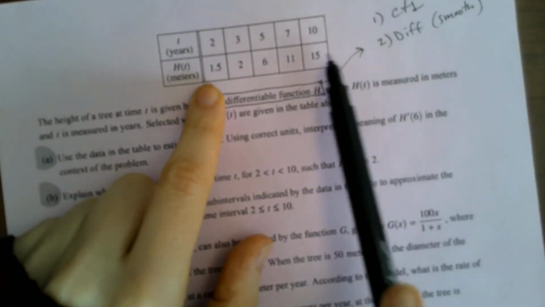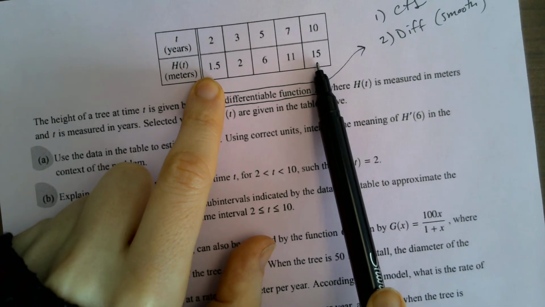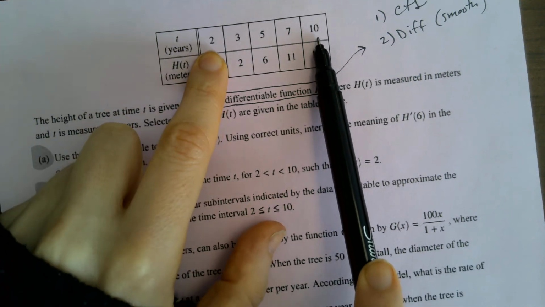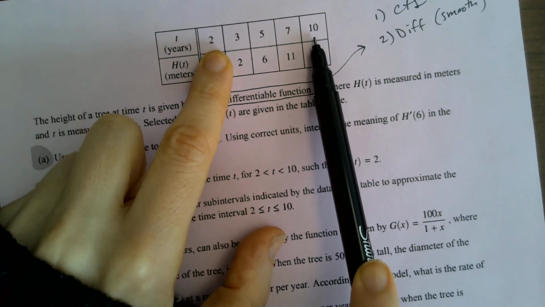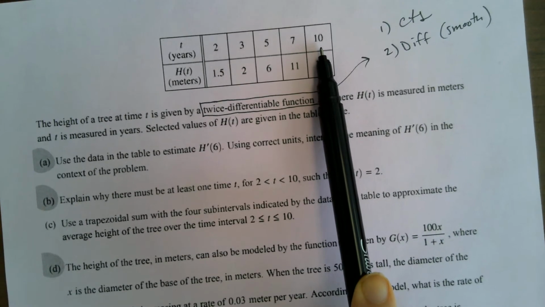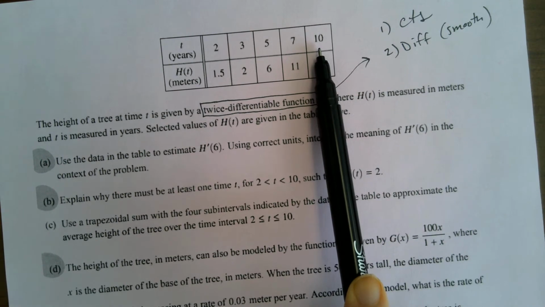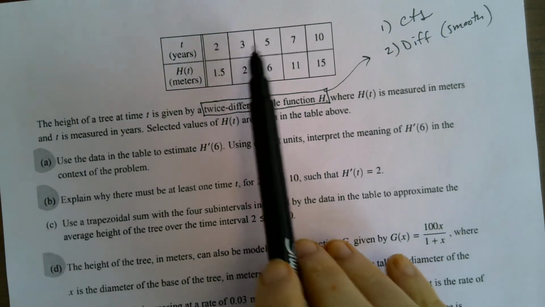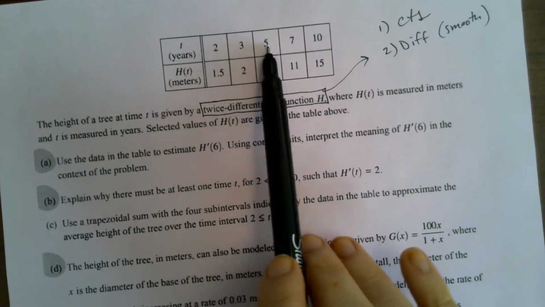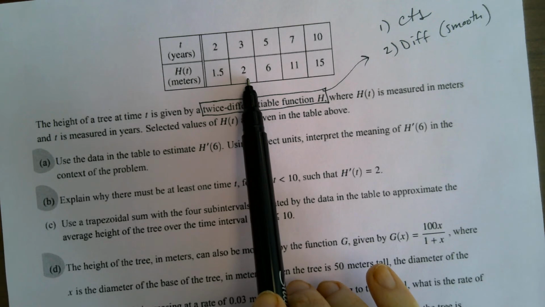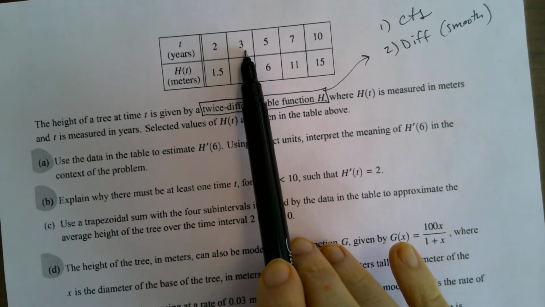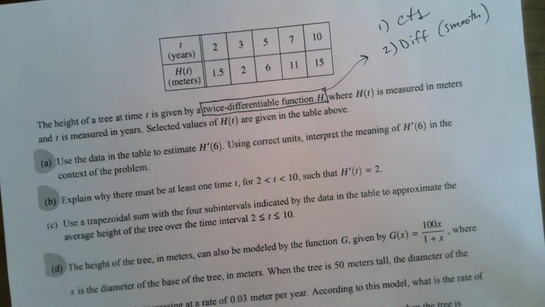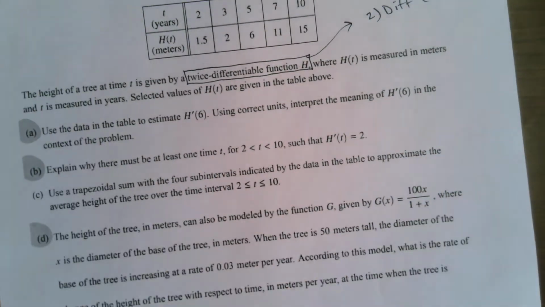All right, so 15 minus 1.5, that's 13.5. 10 minus 2, that's 8. 13.5 divided by 8, that is not 2. So we are going to have to find a subinterval. This actually took me a while to find. But it turns out that the subinterval from 3 to 5 works. 6 minus 2 is 4. 5 minus 3 is 2. 4 over 2 is 2. Okay, so this is part B.